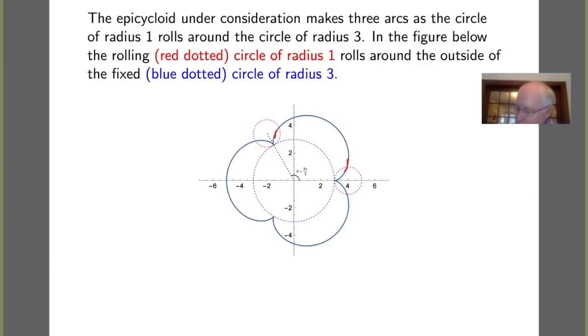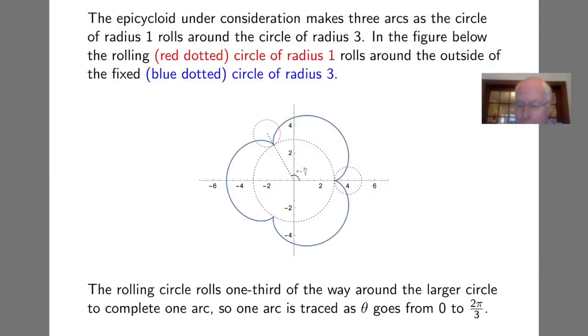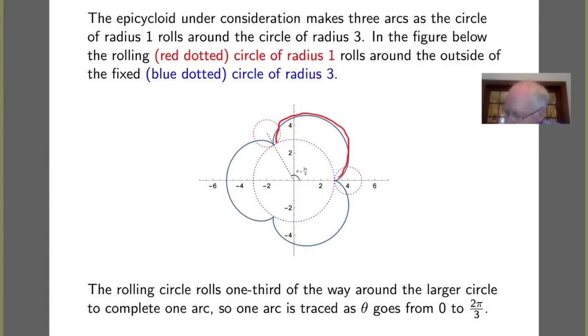Because we get these 3 arcs by symmetry, we know that that happens when we move through an angle of 2 pi over 3. And that's going to be the upper bound for our theta values. So we're going to find the length of this arc, one arc of the epicycloid, and this will happen by integrating our arc length formula with theta going from 0 to 2 pi over 3.